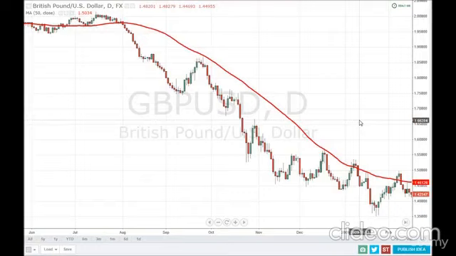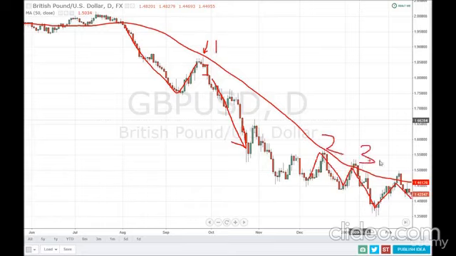This is another chart of the Great British Pound against the US dollar. This time we have a daily chart, and our moving average now acts as dynamic resistance. Price moves bearish, pulls back to this moving average area. We have a bearish pin bar, a bearish engulfing candle, and price moves strongly on the downside. Once again, price comes up, is rejected, and changes direction, and a third time, and a fourth time. 1, 2, 3, and 4.